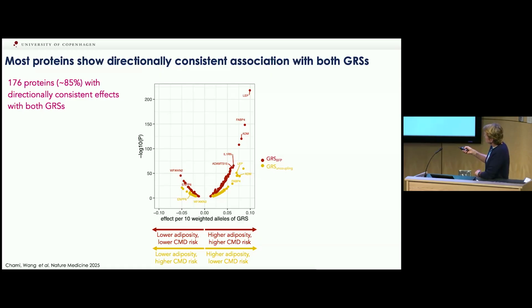So these 176 proteins are directionally consistent with the traditional adiposity proteins. Leptin, fatty acid binding proteins, you see them pop up in both plots at the same time, and the same with some others on this side. So we call these proteins adiposity driven. What about the 15% others?